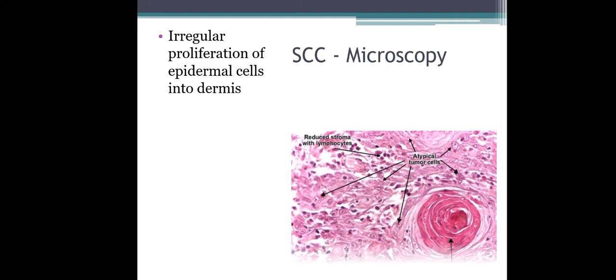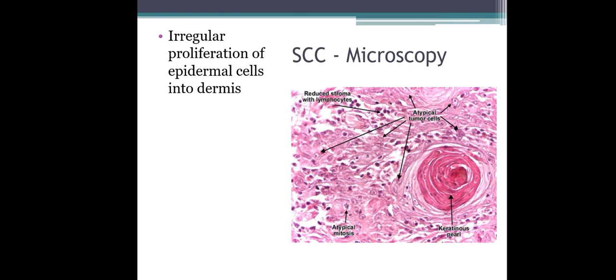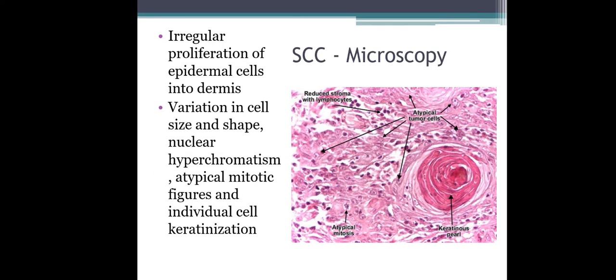Okay. So there is irregular proliferation of epidermal cells. Why? Because this is a carcinoma which arises from the epidermis. From the epidermis, the cells become malignant and grow down into the dermis. So you will see atypical tumor cells in the dermis. There will be cells of different size and shape with nuclear pleomorphism, nuclear atypia, hyperchromasia, mitotic figures, necrosis, and another important feature is individual cell keratinization.